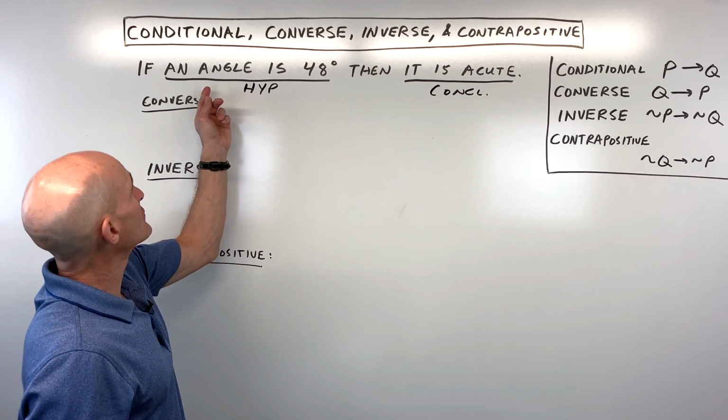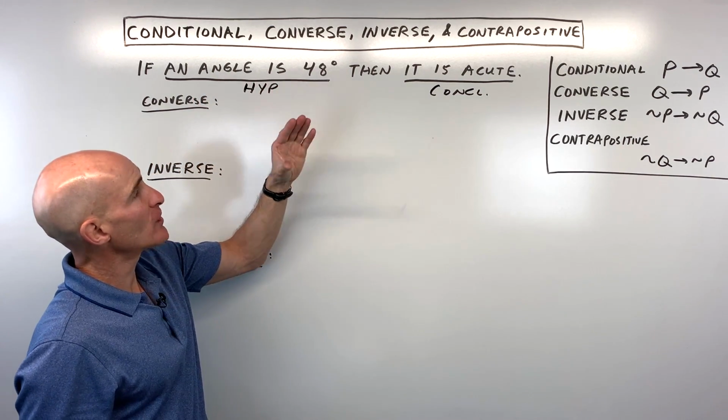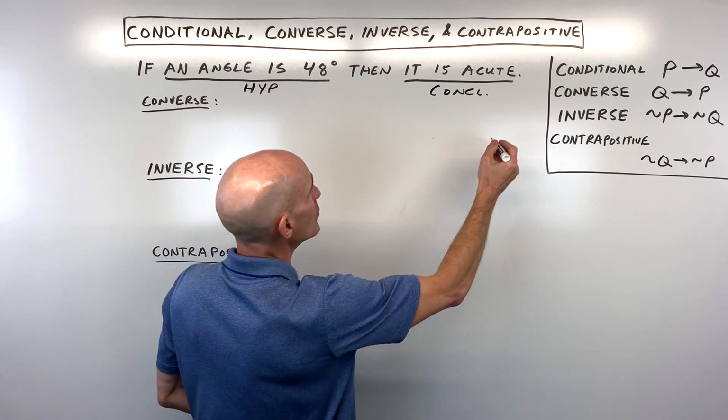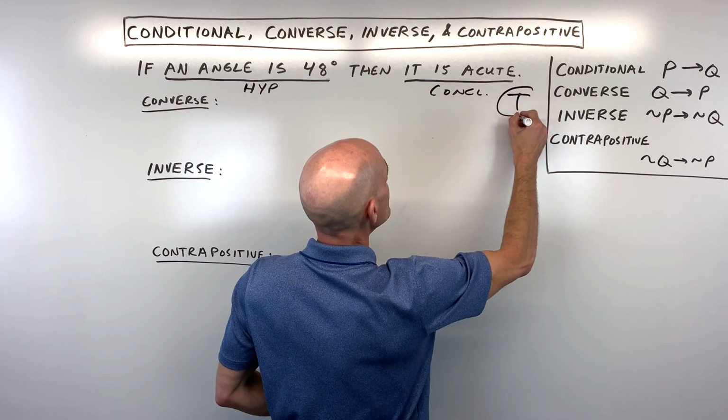Now, let's ask ourselves a question. Is this true? If an angle is 48 degrees, is it acute? Well, 48 is less than 90. That is acute. So let's just put T for true here.